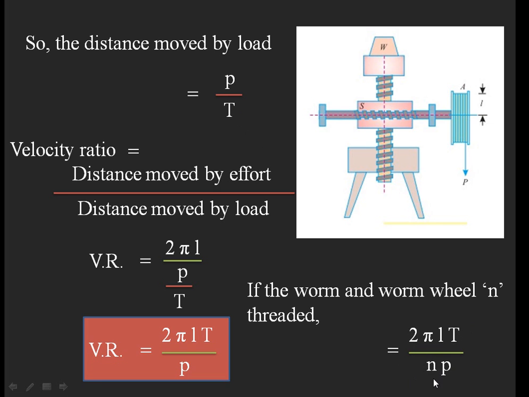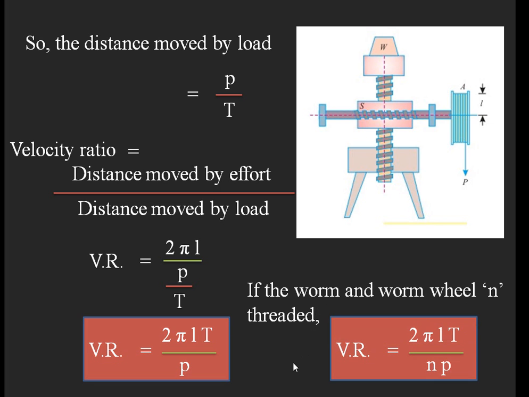So this n is related to how many threads or starts it has: single start, double start, triple start. Like that, the threaded worm and worm wheel will be manufactured. So based upon that, during one revolution it will be covering two teeth or three teeth or four teeth. So based upon that, we can take the formula for the velocity ratio. Okay, now, which is the velocity ratio when the worm and worm wheel are n threaded.